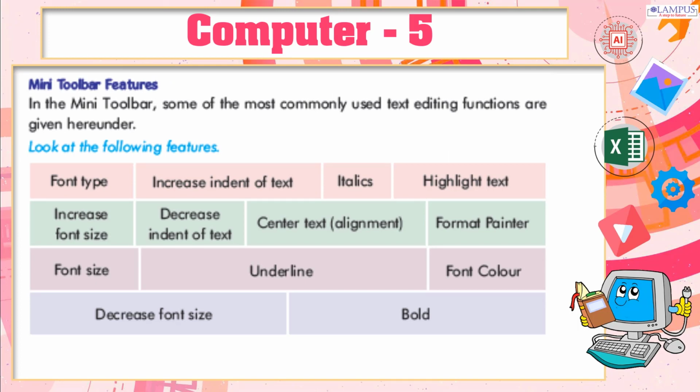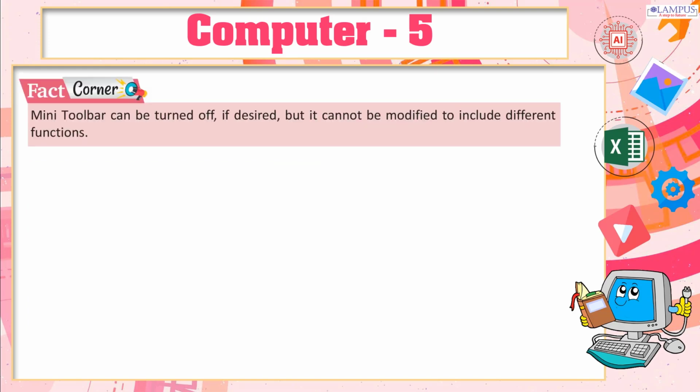Mini Toolbar features. In the Mini Toolbar, some of the most commonly used text editing functions are given hereunder. Look at the following features. Font type. Increase indent of text. Italics. Highlight text. Increase font size. Decrease indent of text. Center text. Alignment. Format painter. Font size. Underline. Font color. Decrease font size. Bold. Fact corner. Mini Toolbar can be turned off, if desired, but it cannot be modified to include different functions.